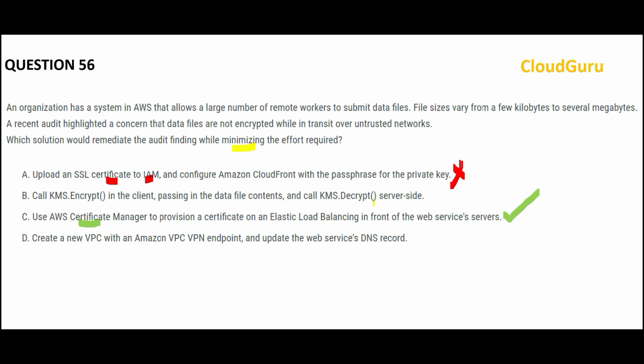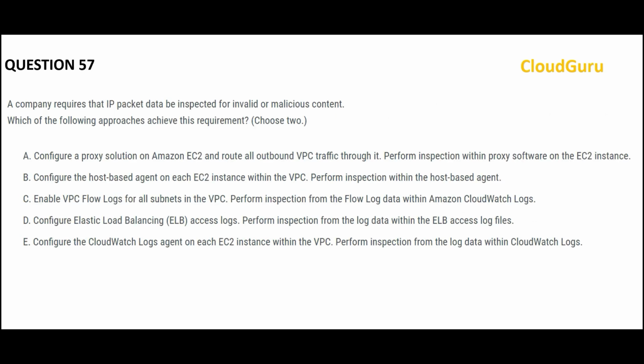Option B looks wrong because they are telling you to use KMS. This is something which we do if we want to encrypt at rest, not in transit. Option D is never an encryption solution. This is a security solution, not an encryption solution. So this would be my final answer. Now let us jump to the next question.